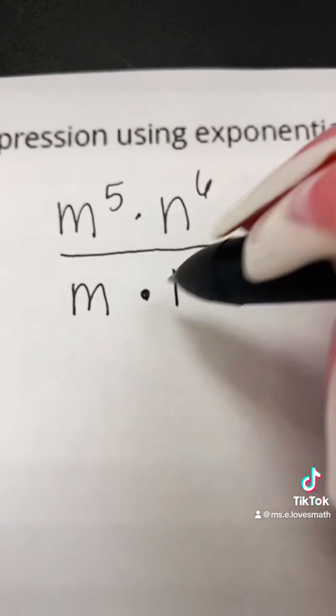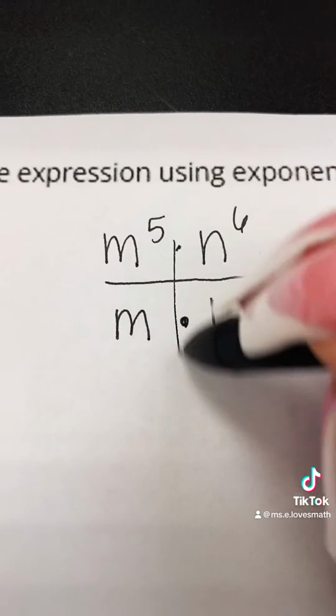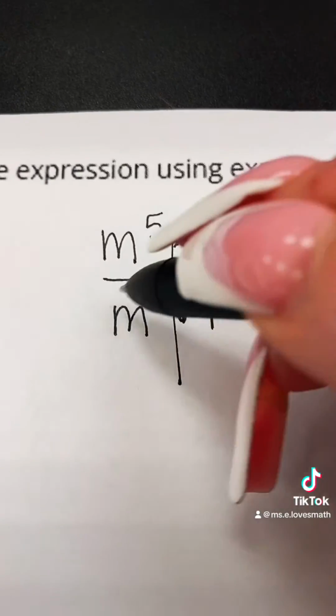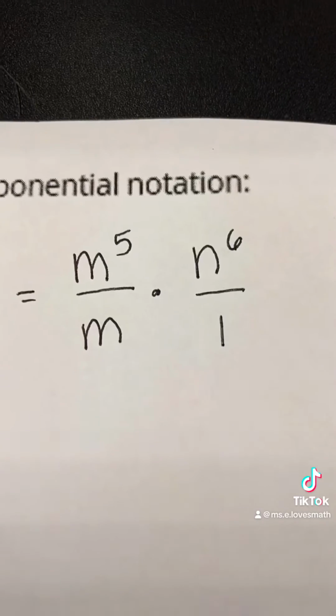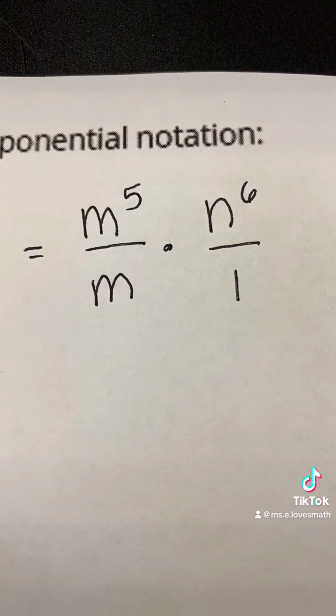So that I can create two separate fractions, I'm going to do m times 1 on the bottom. Multiplying by 1 does not change anything, but that will allow me to create my two separate fractions. As you can see here, I have my two separate fractions we are now ready to combine.